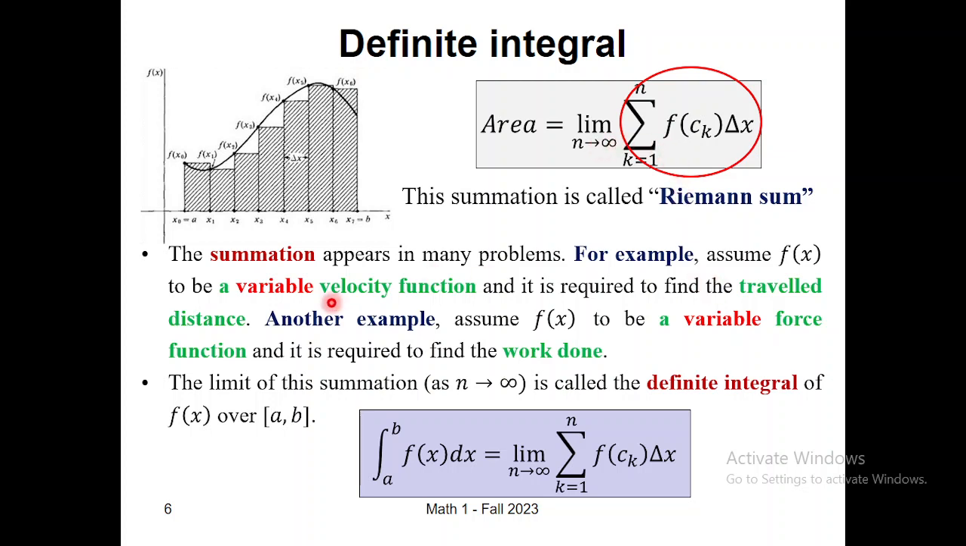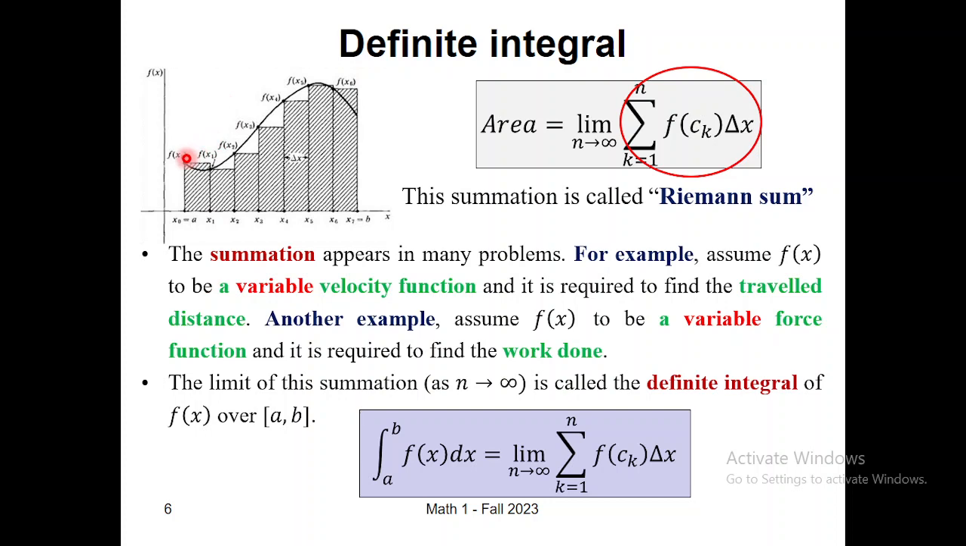Consider, for example, we have a function f of x, but now we are not interested in computing the area under this graph. Actually, this function represents the velocity function as a function of time. It is a variable velocity function. The velocity at this time is this value. The velocity at this time is this value, and so on. So we have a variable velocity function. The question now is, what about the travel distance? We want to compute the travel distance based on this variable velocity function.